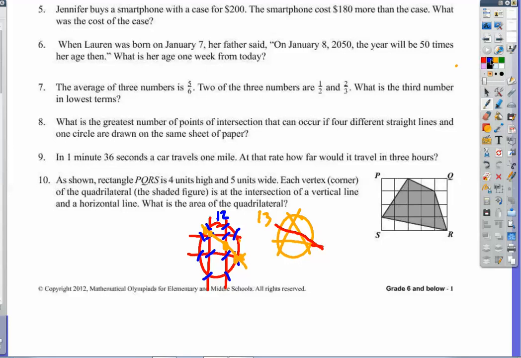And so that gives me 1, 2, 3, 4, 5, 6, 7, 8, 9, 10, 11, 12, 13, 14. So there you have it.